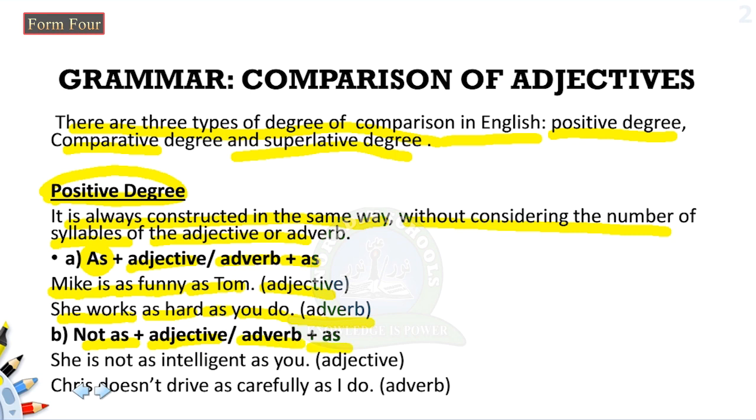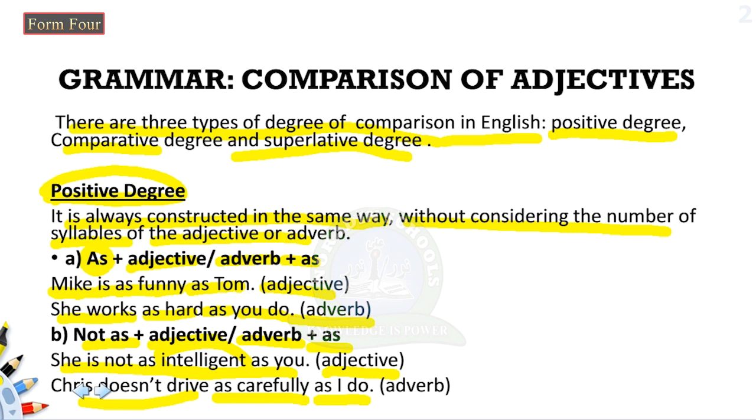For example, she is not as intelligent as you. This is an adjective. What is the adjective? Intelligent is the adjective. So we have as and as. Chris doesn't drive as carefully as I do. As carefully as I do. So carefully is an adverb.